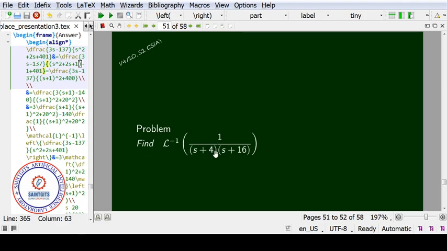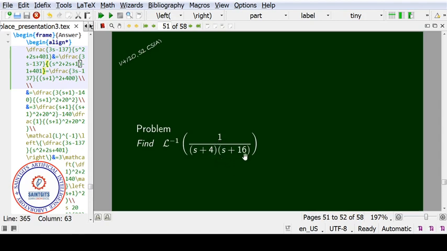Find L inverse of 1 by (s plus 4) into (s plus 16). See, this is a proper fraction. Proper fraction means the power of s in the numerator must be less than the power of s in the denominator. That means further division is not possible, or it is in irreducible form. Here in this problem, the numerator is a constant, that means 1 into s raised to 0 is there, so the degree of the numerator is 0. And the degree of the denominator is the degree of the leading term, that is s square here. S into s is the leading term, so 2. That means the degree of the numerator is less than the degree of the denominator.